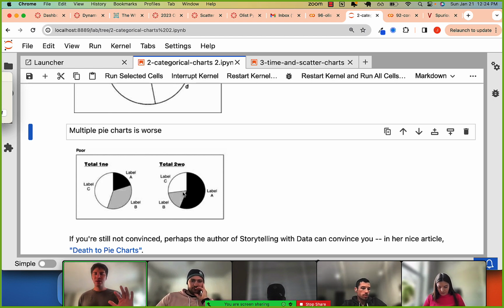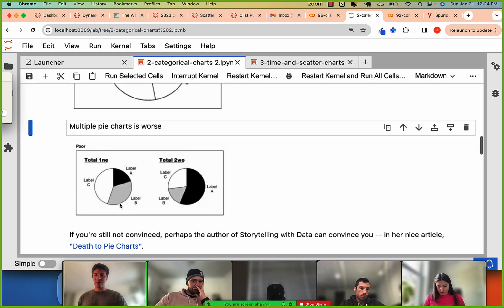And pie charts, in theory, are supposed to show us comparisons between the segments, but in practice, it's actually really hard to compare the segments, right? Like, is this larger than this or smaller than this? I just can't really tell.